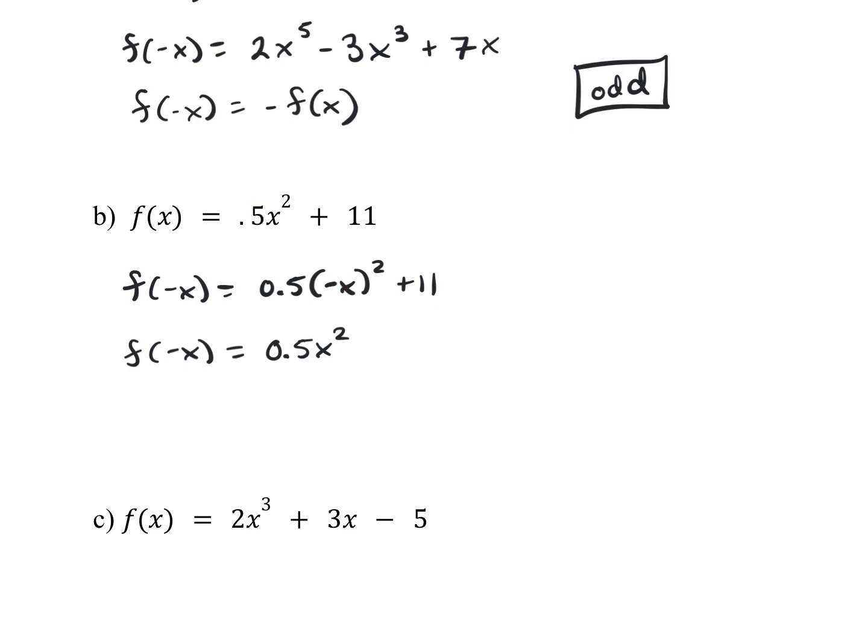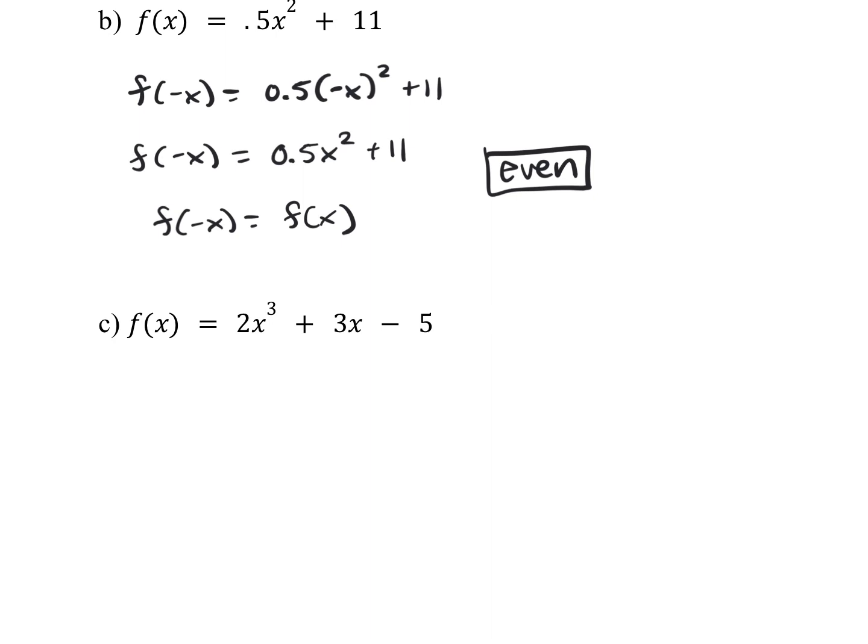And then 11 is a constant, right? There's no variable. It will never change. 11 will always be 11 no matter what we're substituting into our function. So when we substituted the opposite x value, we got the exact same y value. So here, f of negative x is equal to just the original function, f of x. And this is the definition of an even function.